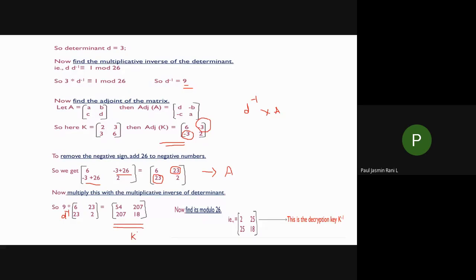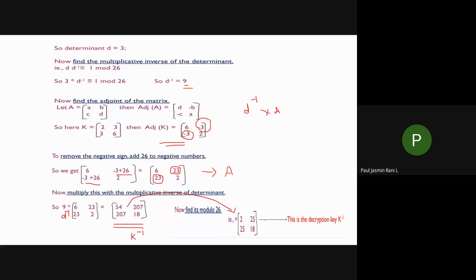See here what happens. Your K inverse value is greater than 26. So always remember that your key value should be less than 26. So what you have to do is apply the mod function.